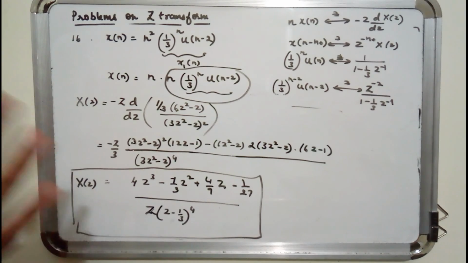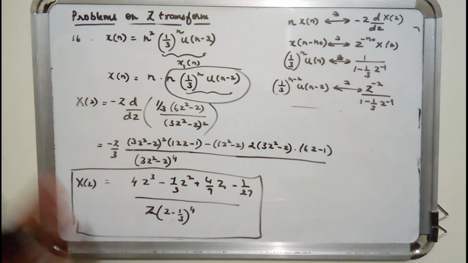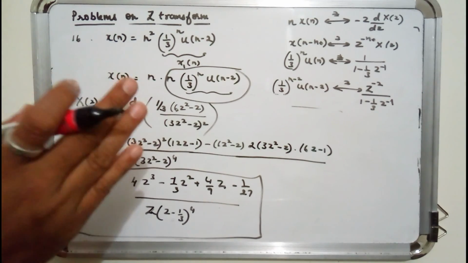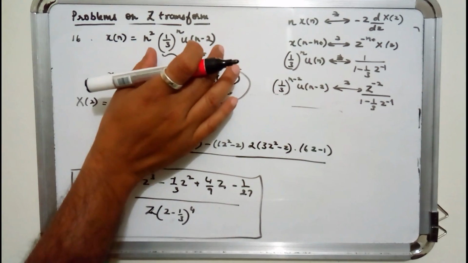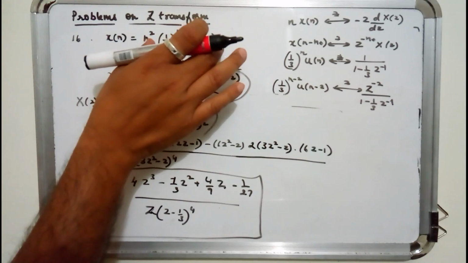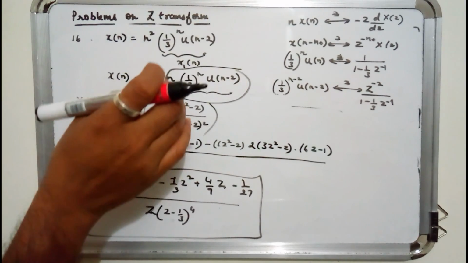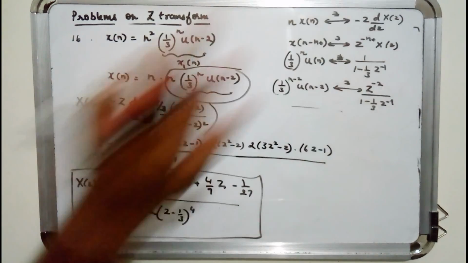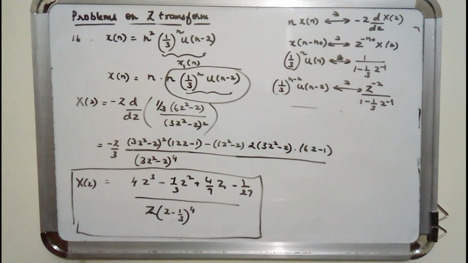But the whole understanding here is you need to know how to apply the frequency differentiation property. So n into x of n, if you have, you need to find the z transform of x of n, that is x of z. Then I will be using the property minus z into d by dz of x of z. So these are the types of problems which are very important.